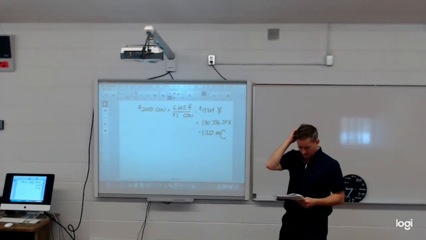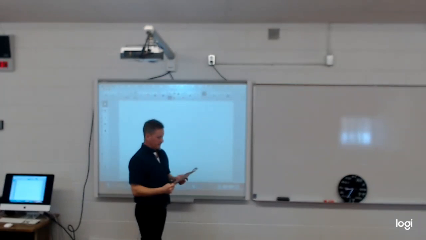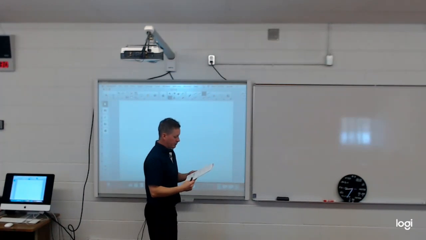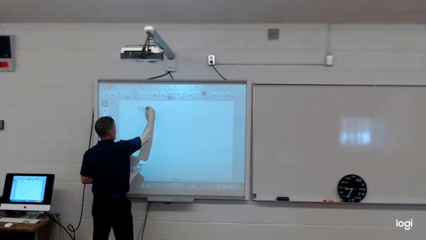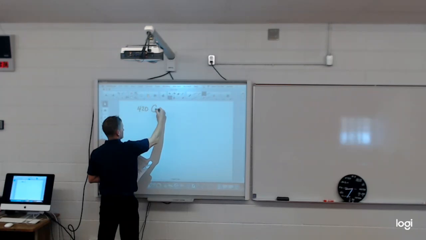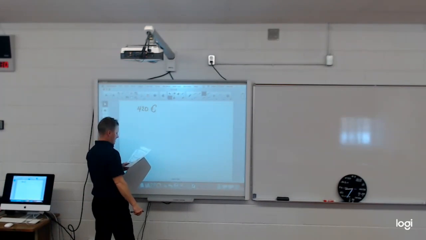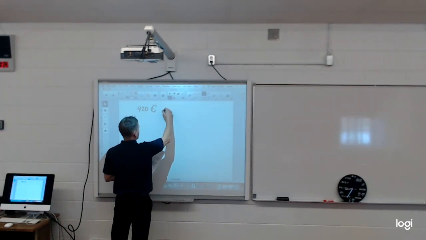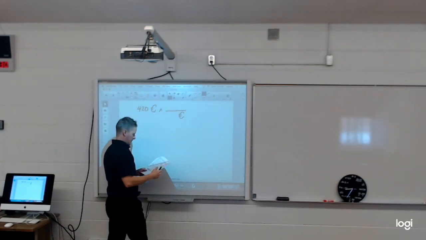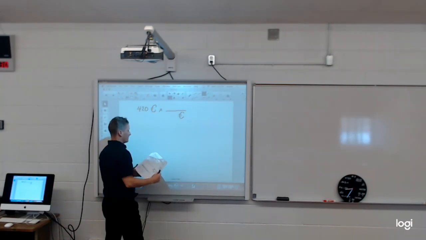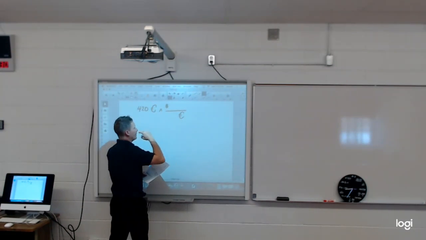Okay. Example 2. This one's a little bit harder. Danielle has 420 euro left after traveling to Europe. Let's go to Mexico. She has 420 euro, right? And wants to find out how many Mexican pesos that is. So 18.265.